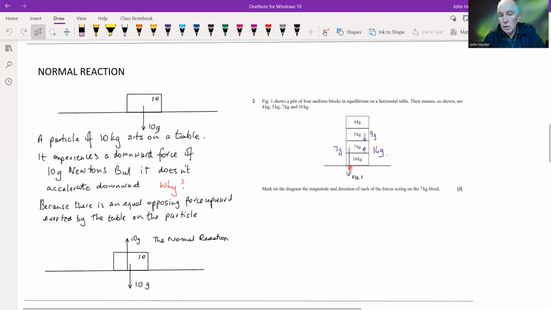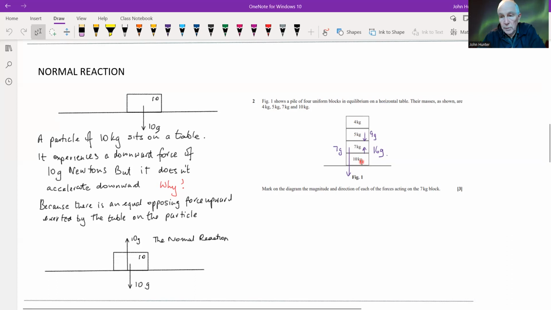The 7 kilogram block itself is, of course, subject to a force due to its own mass, i.e. its weight, and that is 7 kilograms. So there is a total of, if we're thinking about this surface here between the 7 and the 10, a total of 16g acting downwards.